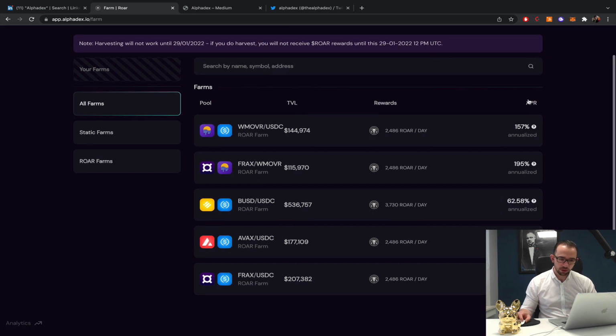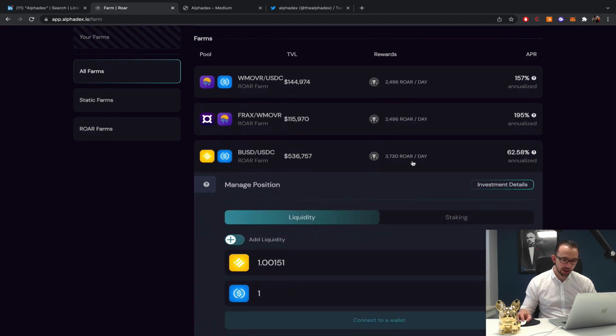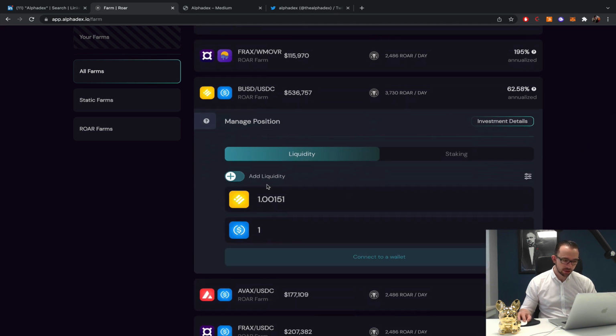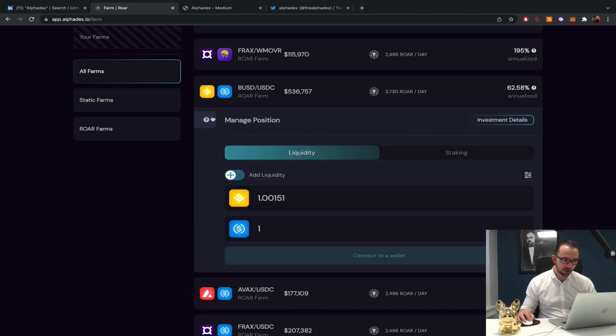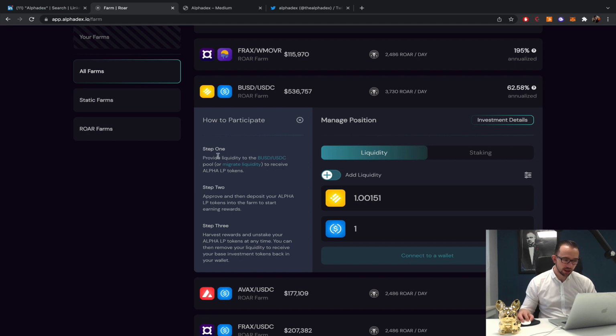Ooh, okay, so there are some quite juicy APRs. So the rewards per day. There's not that much staked yet. There's a lot of BUSD, USDC staked, about 500,000 worth. And it generates 3,730 ROR per day with an APR of 62.54%. So you can add liquidity and you can see all the information there. Okay, step one, provide liquidity. Okay, approve to receive the tokens. Approve and then deposit your Alpha LP tokens and start earning.